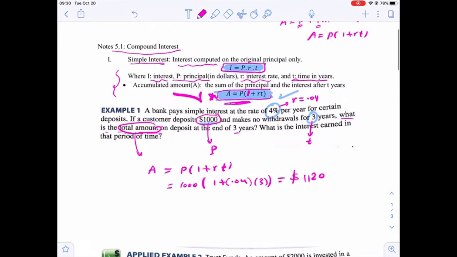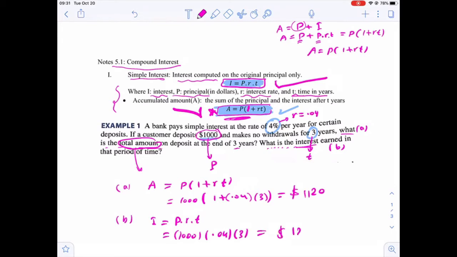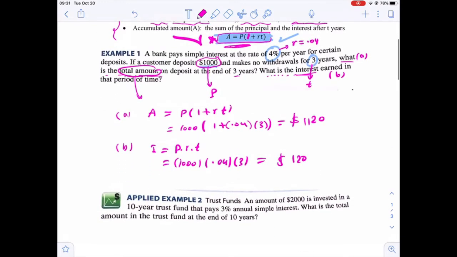Now the second part of the question asks about the interest earned. So we want to find the interest. What is the interest? This is the first part, let's call it A. And now B, the interest is P times R times T. P is 1,000 times R is 0.04 times T, 3 years. And when we compute this, we get $120.